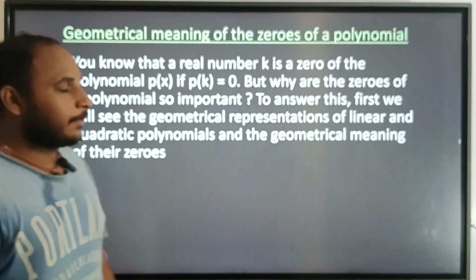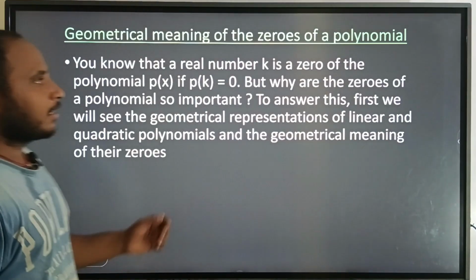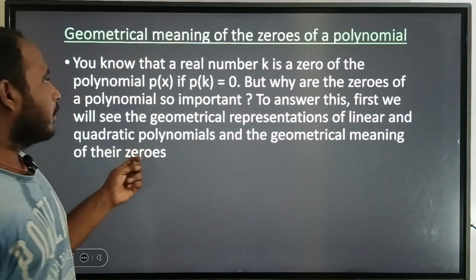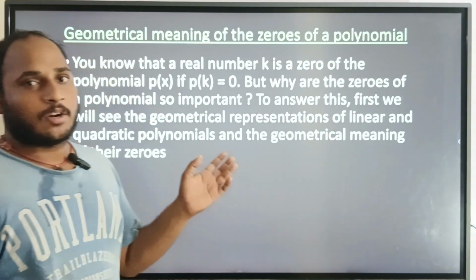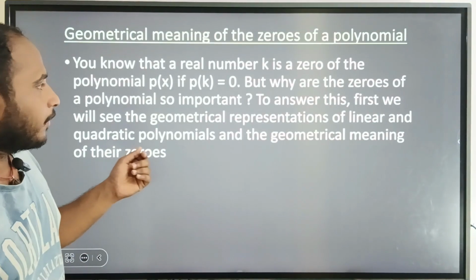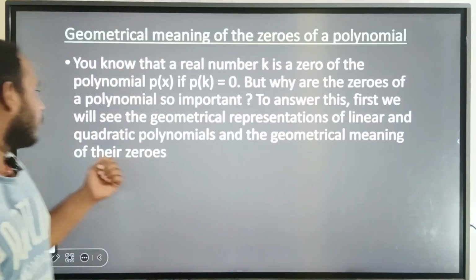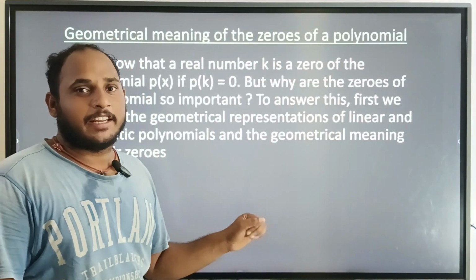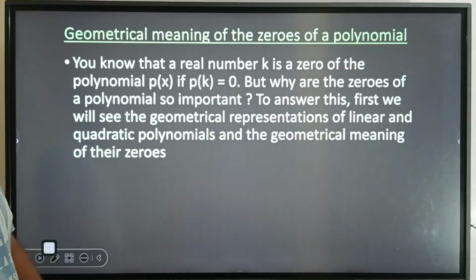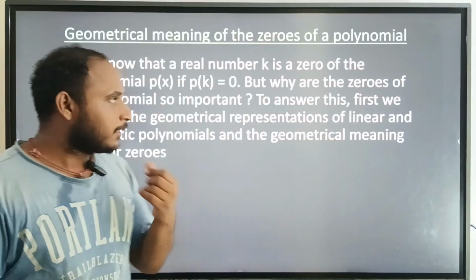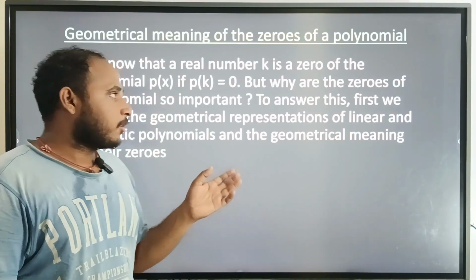So what is the geometrical meaning of the zeros of the polynomial? We know that if a real number is the 0 of the polynomial, then the value of the polynomial is 0 at that point. But why are the zeros of the polynomial important? To answer this, first we will see the geometrical representation of linear, quadratic and cubic polynomials and the relationship between zeros. If a number is a 0 of the polynomial, then the value of the polynomial at that number must equal 0.